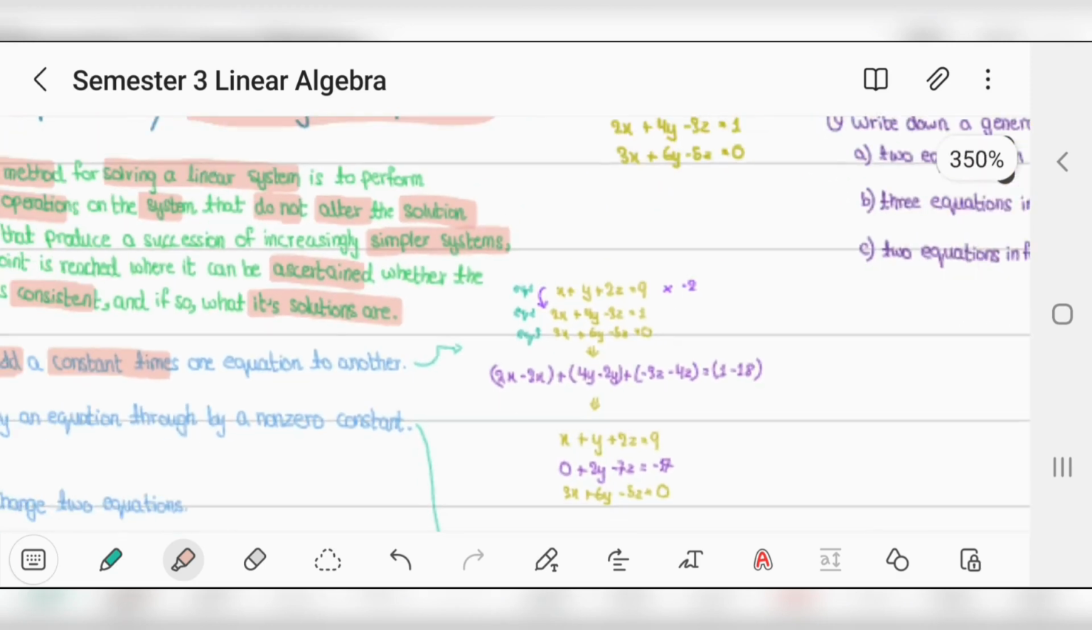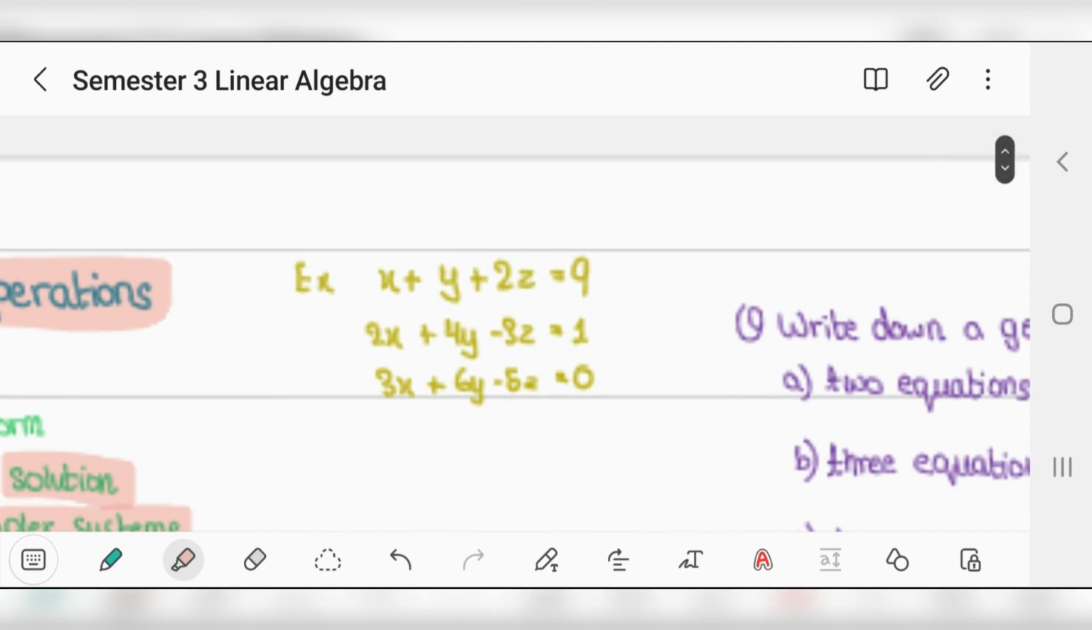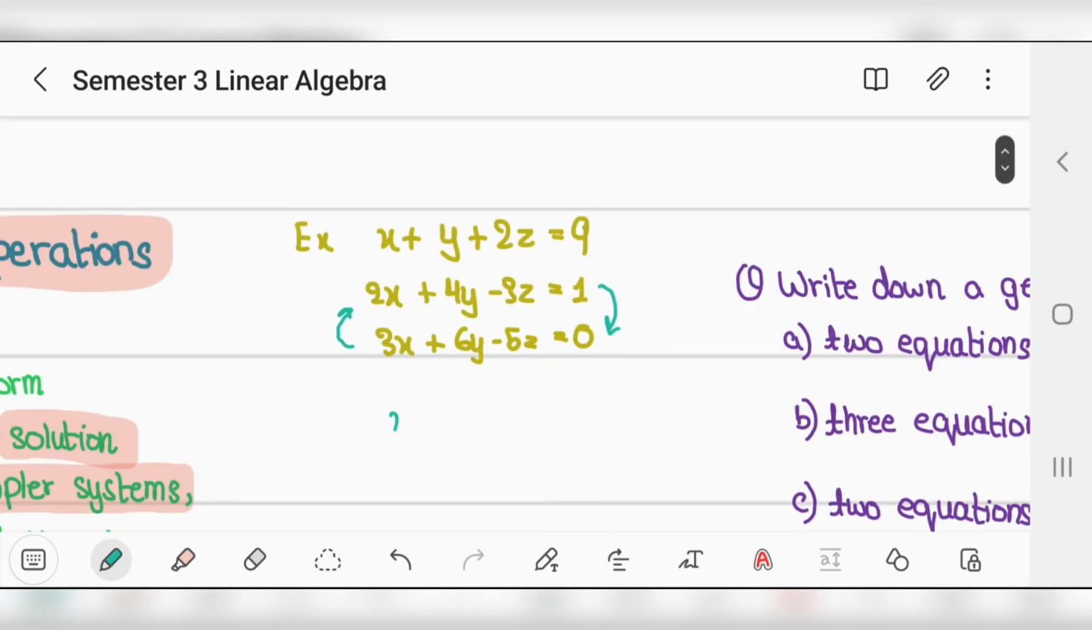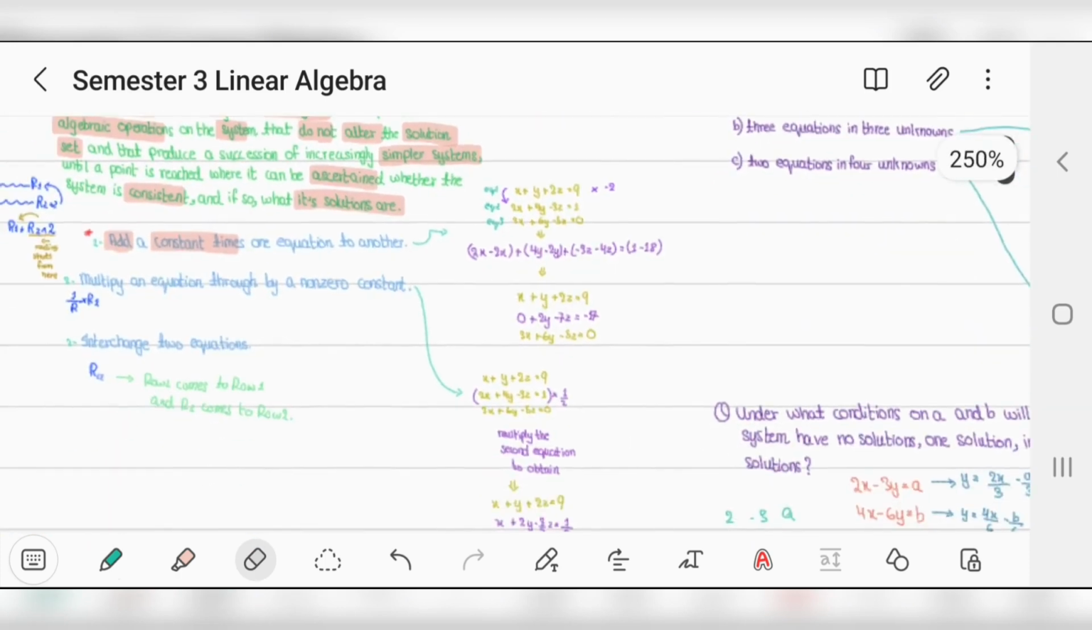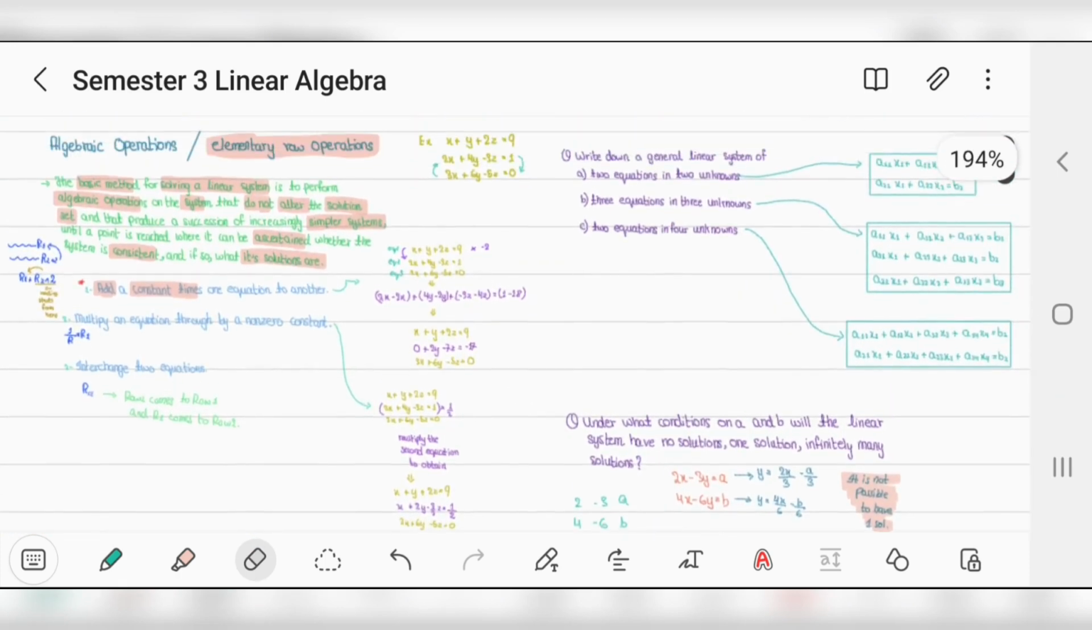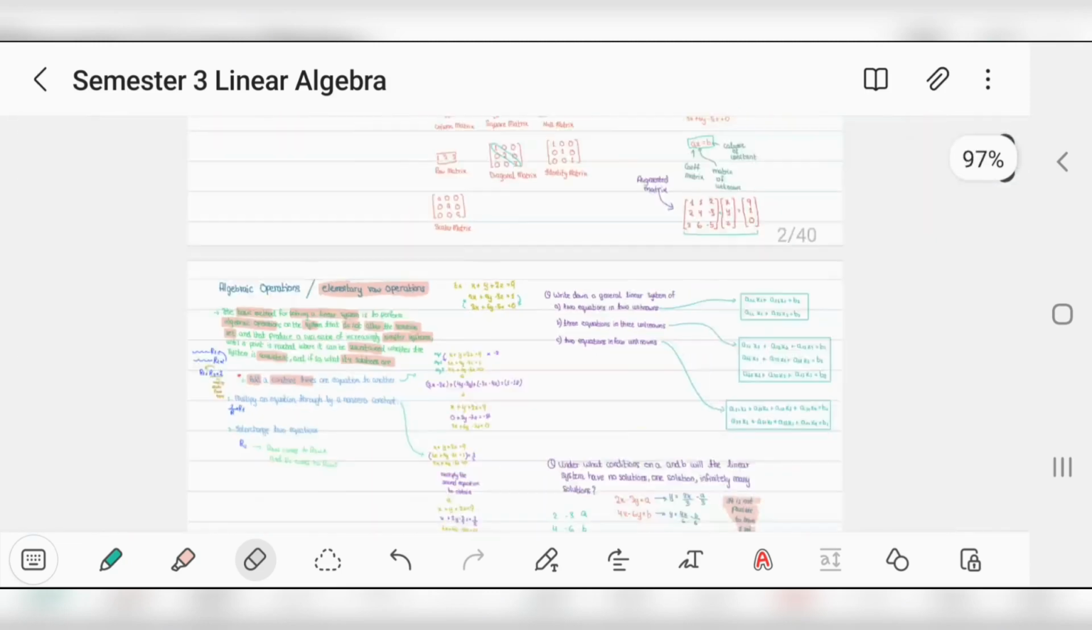For example, I have these equations, right? If I want to interchange, I could take this one and put it here, and it will be different. For example, this would be 3x + 6y - 5z = 0, and this would be 2x + 4y - 3z = 1. So I have interchanged these two. Okay, so I can do that.